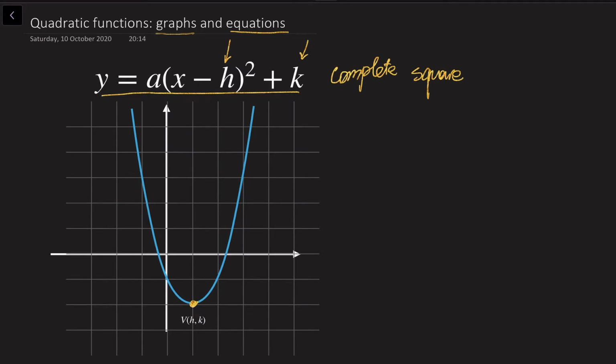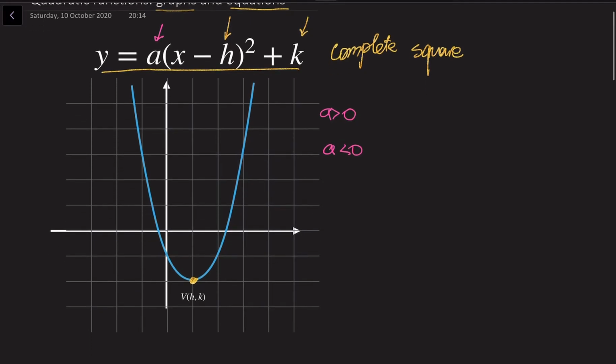And this value of the a is going to tell us whether this parabola is looking upward or looking downward. So if this value of the a is positive, then the parabola is going to be like this, looking upward. If the value of the a is negative, then the parabola is going to look downward. Basically, from this vertex, this parabola is going to look downward if the value of the a is smaller than 0.